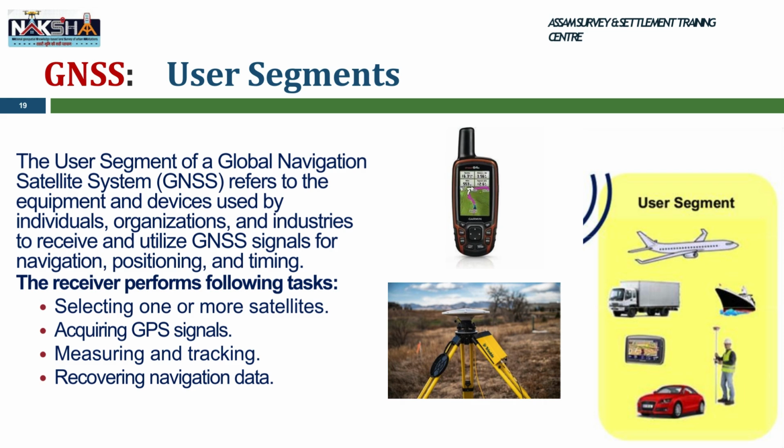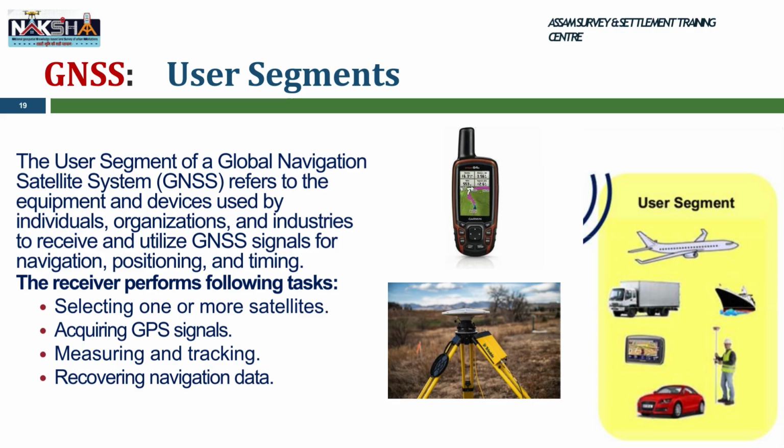Let's move on to the user segment of GNSS and see what it does. The user segment is basically the equipment and devices used by people, organizations, and industries to receive and use GNSS signals. These signals help in navigation, positioning, and timing.